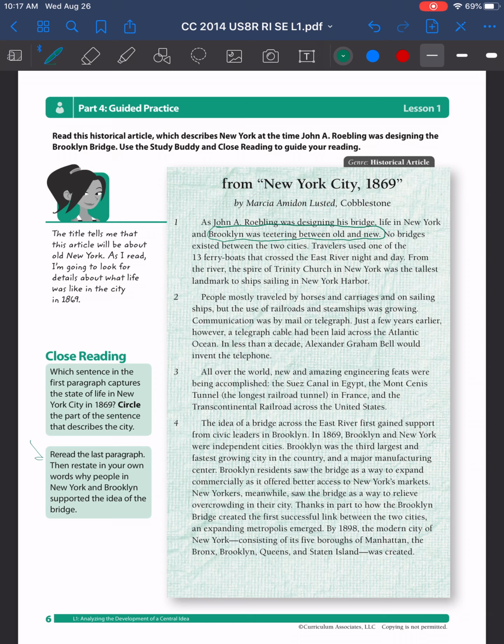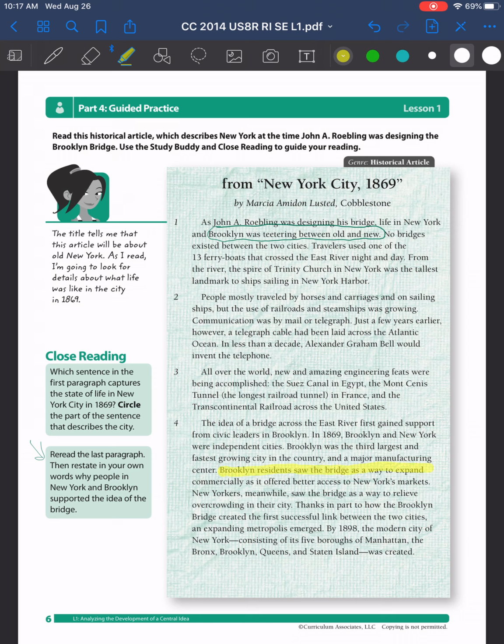Let's go down to this close reader habit. Reread the last paragraph. Then restate in your own words why people in New York and Brooklyn supported the idea of the bridge. So why do you think people wanted the bridge? Well, let's find out. I'm going to highlight. The idea of a bridge across the East River first gained support from civic leaders in Brooklyn. In 1869, Brooklyn and New York were independent cities. Brooklyn was the third largest and fastest growing city in the country and a major manufacturing center. Brooklyn residents saw the bridge as a way to expand commercially.